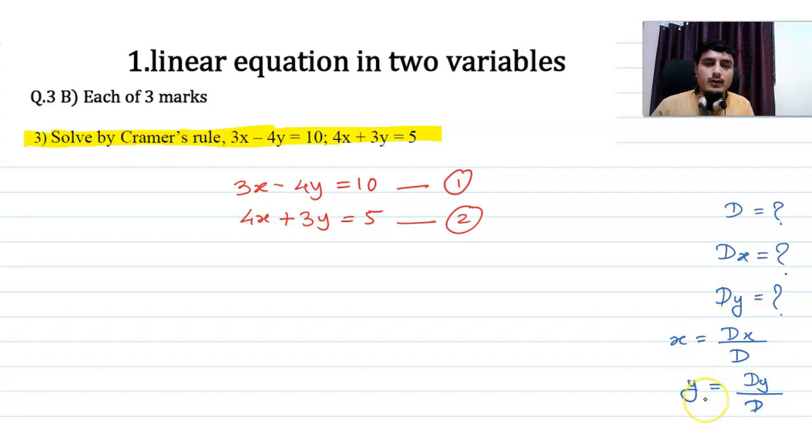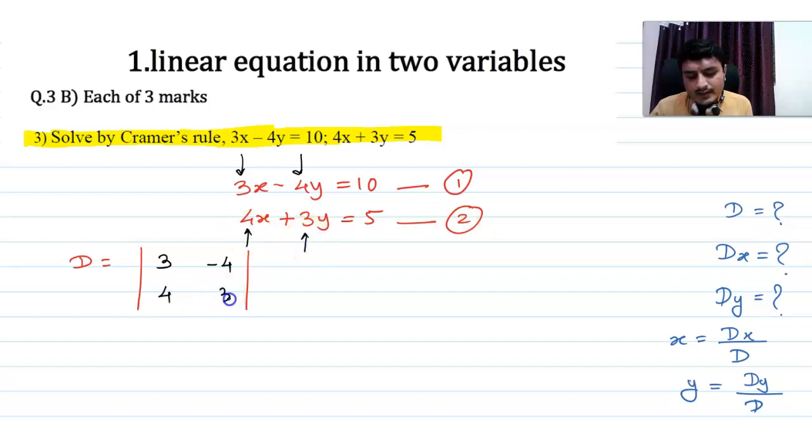So we have to perform 5 steps here to solve the given simultaneous linear equations in 2 variables and ultimately evaluate the values of x and y. At the start, I am evaluating the value of D. D is the determinant of coefficients of x and y from equations 1 and 2. Look at equation 1: the coefficient of x is 3 while y is minus 4. We have to consider the sign conventions. In equation 2, the coefficient of variable x is 4 while the coefficient of variable y is 3.